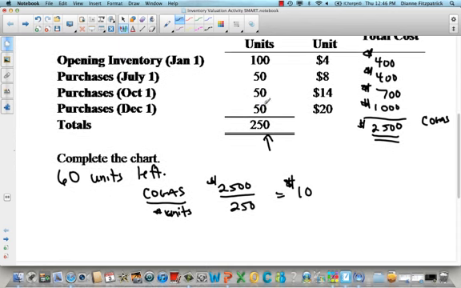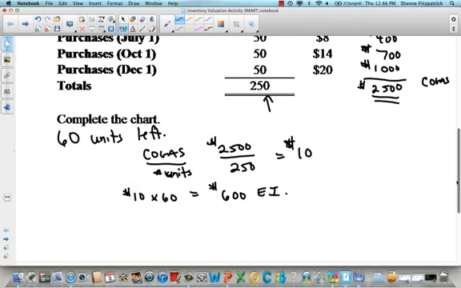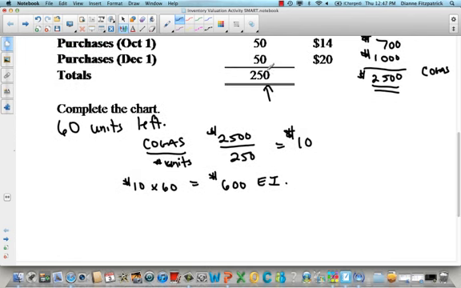Remember, we had 60 units left here in the FIFO method, so we had to take these 50 and 10 of these to make the 60. But in the weighted average cost method, we're just going to take our $10 and we have 60 left. So our ending inventory is $600.